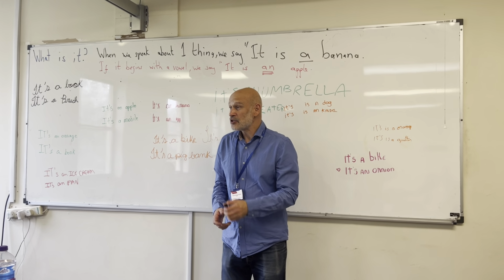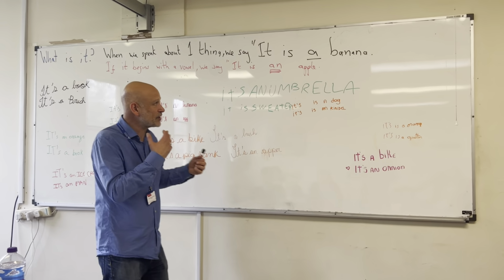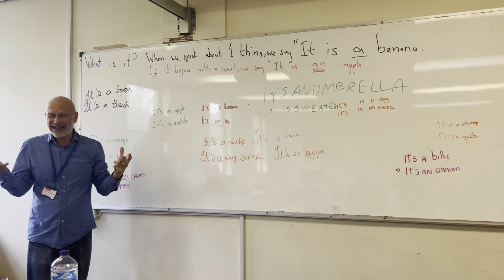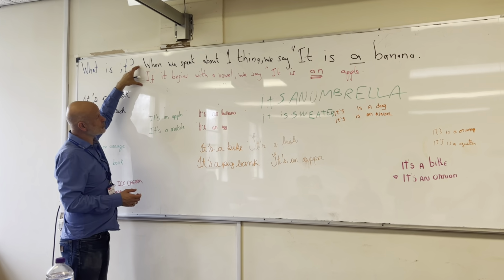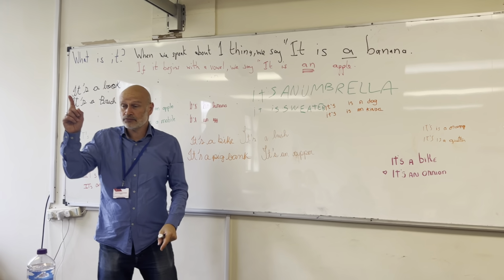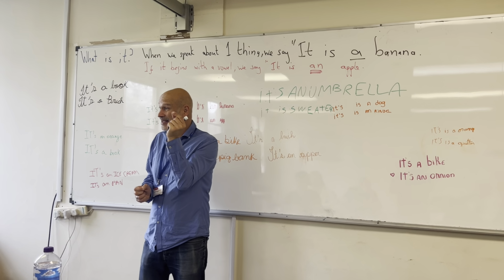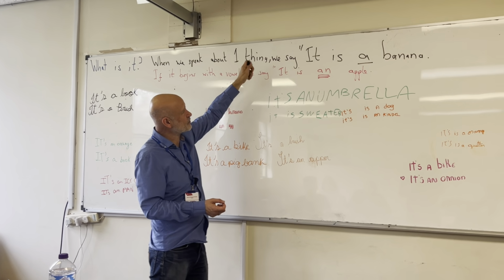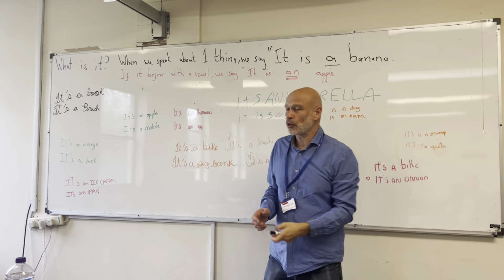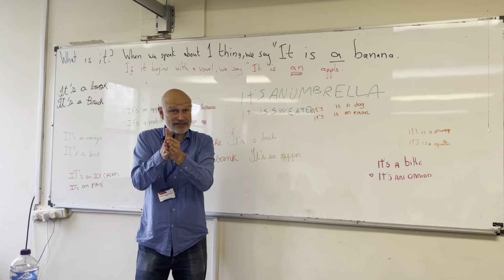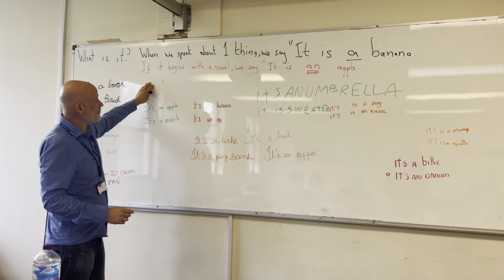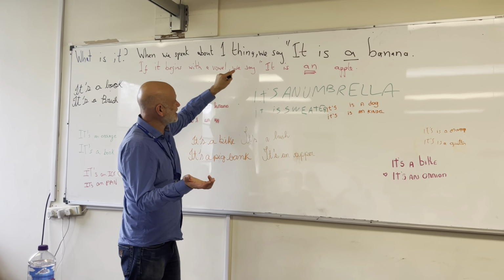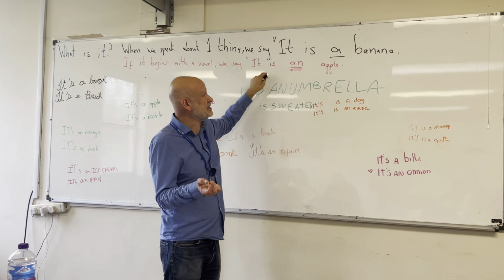Good. Hello. So we're looking at nouns, and we're looking at identifying nouns with this question. What is it? What is it? And then these are the rules. When we speak about one thing, we say, what is it? Remember, we use it is for one thing. You know, when we speak about one thing, we'll say, oh yeah, it is a banana, or it's a banana, if we want to contract it. But we need to remember, if it begins with a vowel, or as you say, vogel, we say it is an. It is an apple.